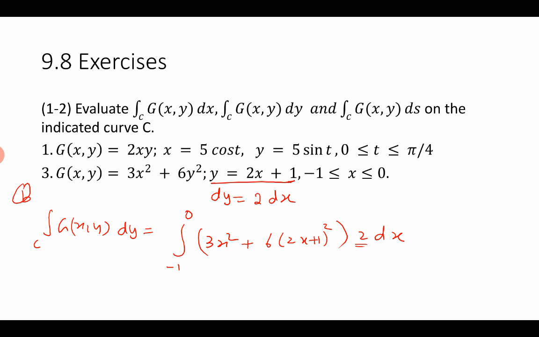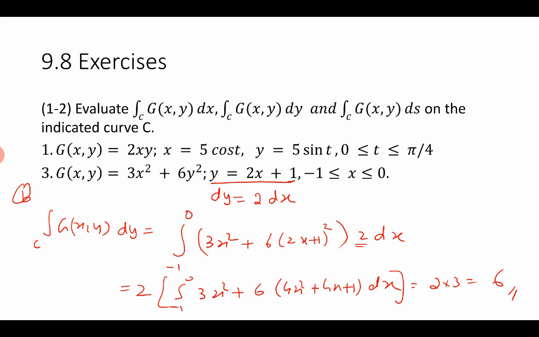Just like the previous integration, only 2 is in front of it. So negative 1 to 0, 3x square plus 6 times 4x square plus 4x plus 1, isn't it? Everything is like the previous integral term. The only thing is there is a 2 in front. So 2 times 3, the answer is 6. Because the previous answer is 3, this term will lead to 6. The answer is 6. And now the final one, ds.